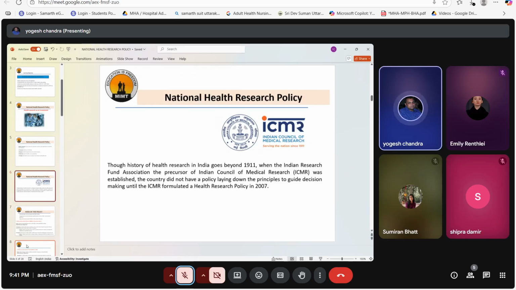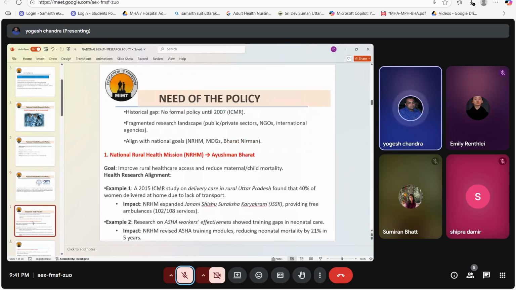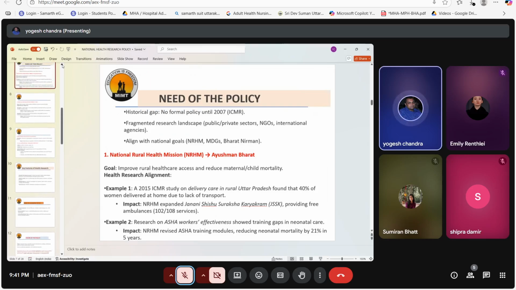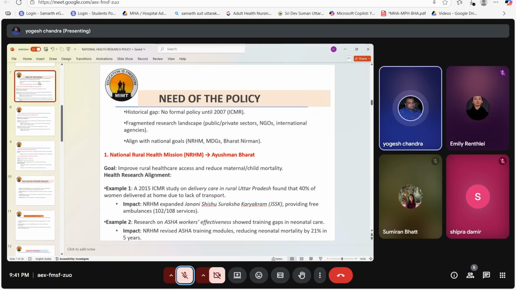And after this, in 2007 and onward, there is a clear-cut guideline for conducting health research. So that is the thing, and why this health research policy is needed. Now, the question arises: why do we need this? Health research was already going on, so why did we need this health policy? Why did we have to make it? So first, you see, there was a historical gap.